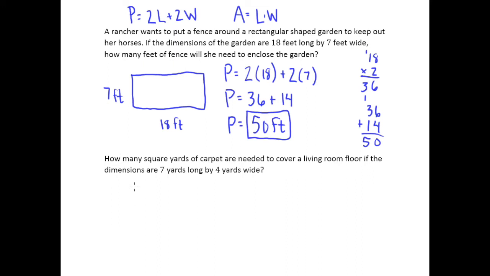It says, how many square yards of carpet are needed to cover a living room floor if the dimensions are 7 yards long by 4 yards wide? So we have another rectangle, a rectangular living room this time. So we have 7 yards on the long side, and we have 4 yards on the shorter side. Now it says, how many square yards of carpet? So we're covering this shape here. We're covering it with carpet.